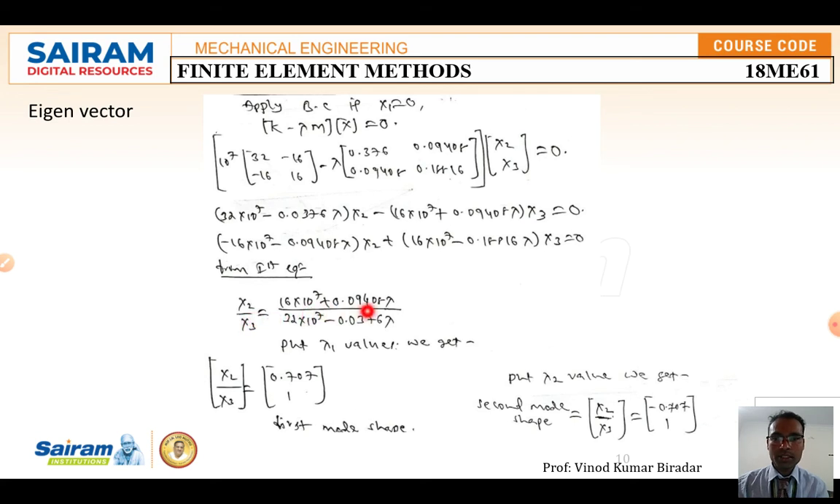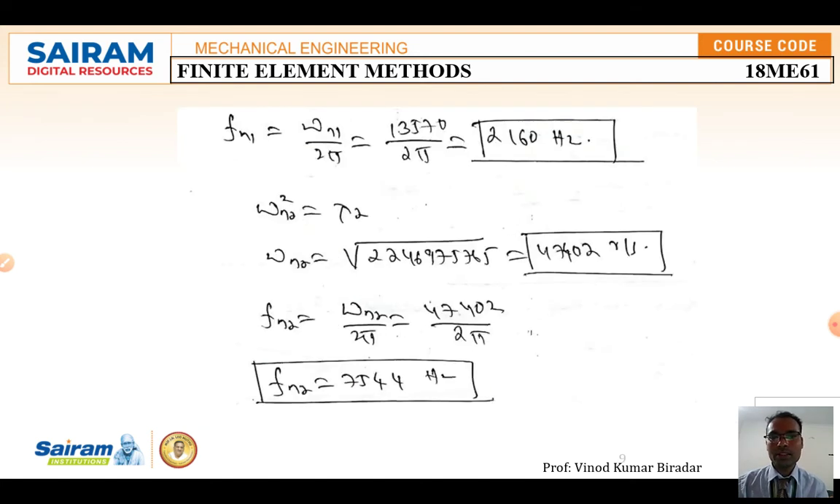Okay, now here we have the formula for lambda 1 and lambda 2. Put the lambda 1 value in this equation, and you get x2 by x3 equal to 0.701. Put lambda 2 equal to 2 in this equation, and you get x2 by x3 equal to minus 0.771. These are called eigenvectors.